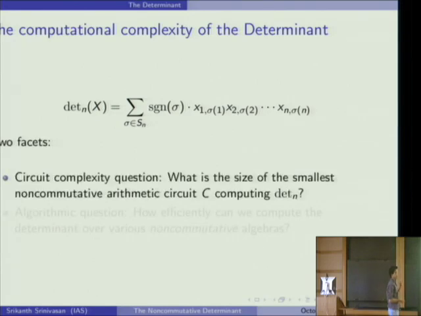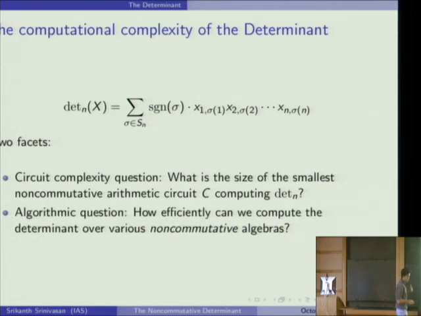Okay, so I want to compute this object, and I'm going to be looking at two facets of this question. One of these is a circuit complexity question. Thinking of this as a formal polynomial, how hard is it for arithmetic circuits to compute this polynomial? Are there arithmetic circuits of polynomial size computing this polynomial? And secondly, the algorithmic question.